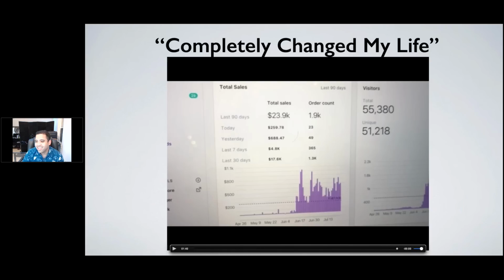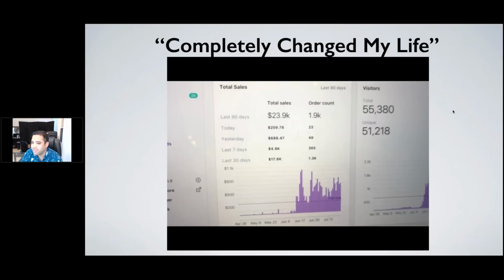Like he said here, completely changed my life. I've had so many students. Tom's like, you're the real deal, Teo. I've had so many of these students that do exactly just this. From $0 to $1,000 a day. $1,000 a day is over $365,000 a year in sales. How crazy is that?